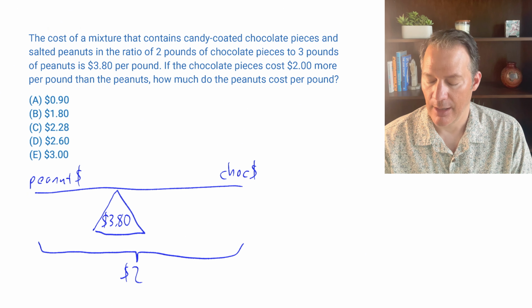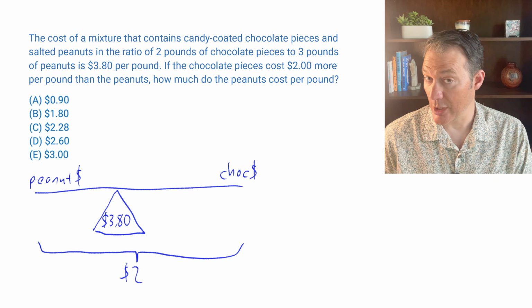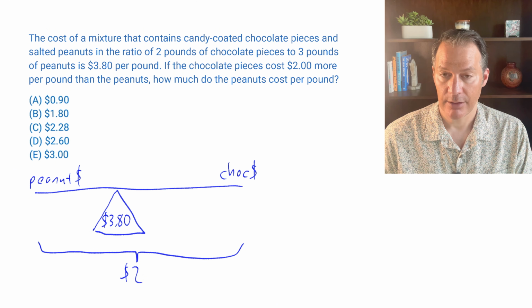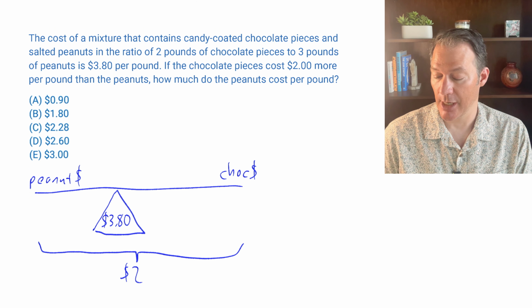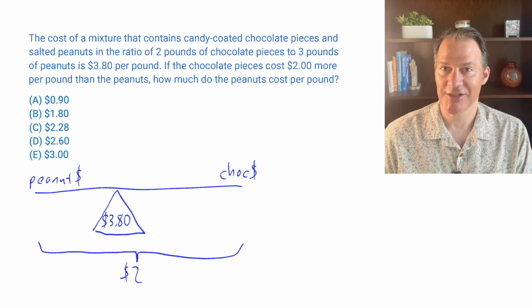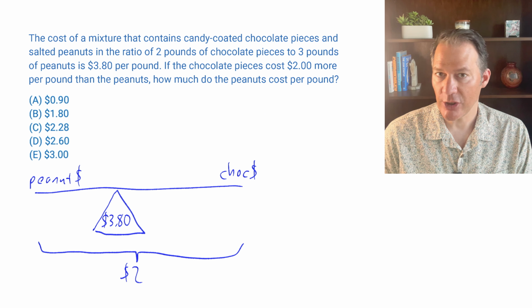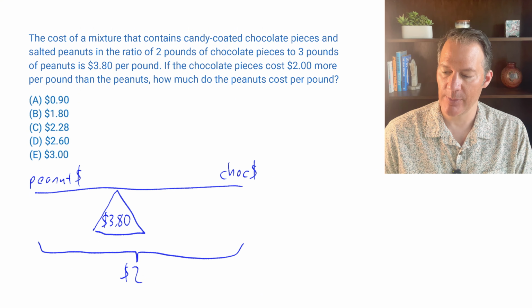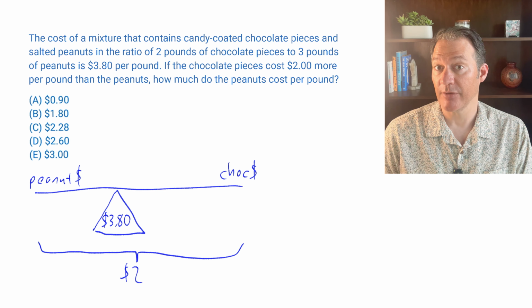Okay, now the question here, of course, is what is the distance between the $3.80 to the peanut price and the $3.80 to the chocolate price, okay? And so here's the key insight. The ratio of those distances is the same as the ratio of the pounds, which is 2 to 3, right? The 2 pounds of chocolate to the 3 pounds of peanuts. The only difference is it's going to be flipped.